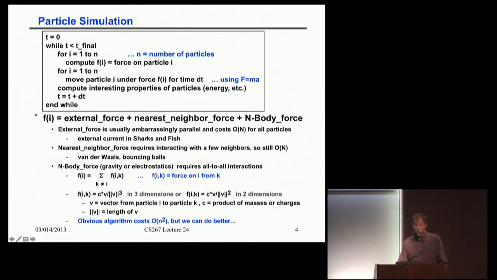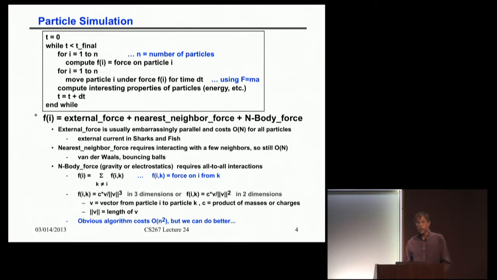So all the work is spent in computing the force in the particle. And just to remind you, there are 3 kinds of forces and 3 different ways of parallelizing them. There's what we call the external force, the easy stuff, the nearest neighbor force, that was homework 2, and then the n-body force, which is what we're going to talk about today.